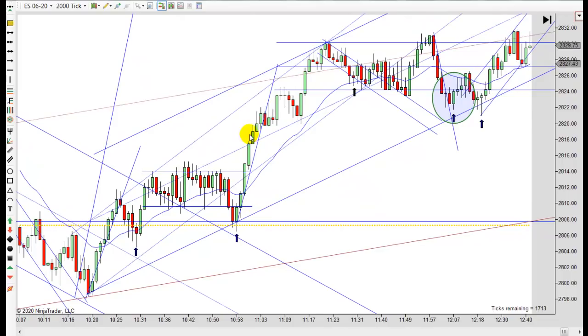Then we ran up, and notice how this is almost a perfect repeat pattern. Notice the little move up, a jog back, and then up into this, the move up, the jog back, and then up into this. It's a perfect repeat pattern. And guess what? It breaks lower right here.